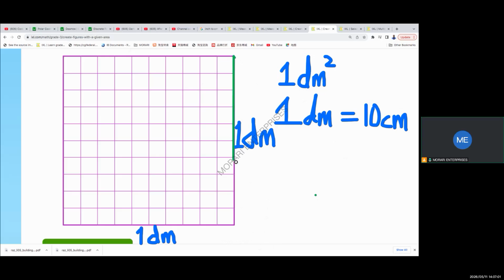So from here, this side, right up to here, 1, 2, 3, 4, 5, 6, 7, 8, 9, 10. So each of them is a centimeter. So if this is 0, this will be 1 centimeter. This will be 2 centimeters, 3, 4, 5, 6, 7, 8, 9, 10. We get here will be 10 centimeters. Therefore, this square is a centimeter square, 1 centimeter by 1 centimeter. This another centimeter square, another centimeter square, another centimeter square.